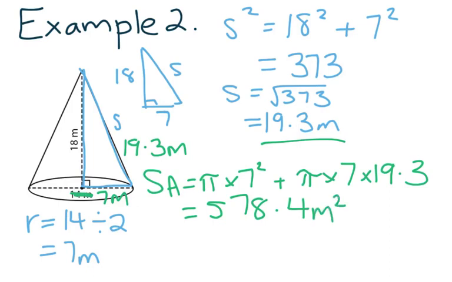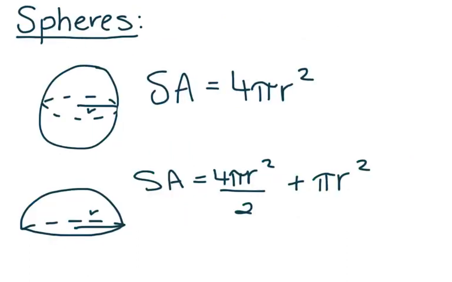So that one was a little bit more tricky because you had to work out the slant height, because the formula requires the slant height, not the perpendicular height. And we also had to remember that it's asking for the radius, not the diameter. So a little bit of extra work involved for that, but you can still figure out the answer.